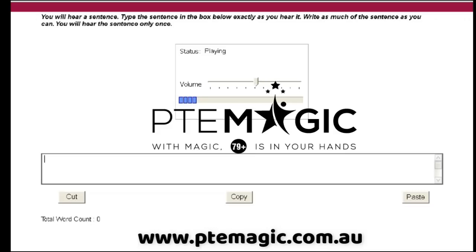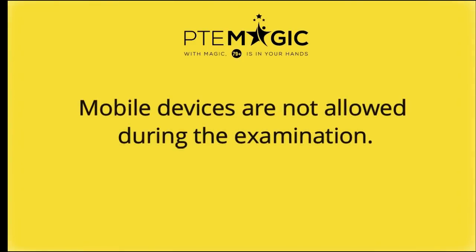Mobile devices are not allowed during the examination.